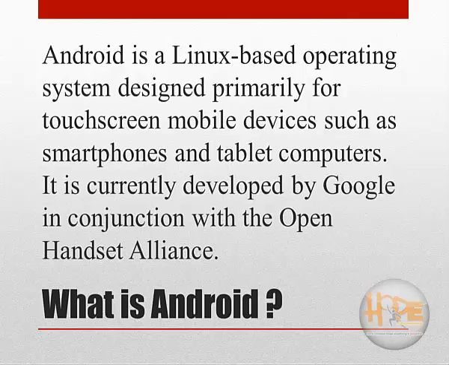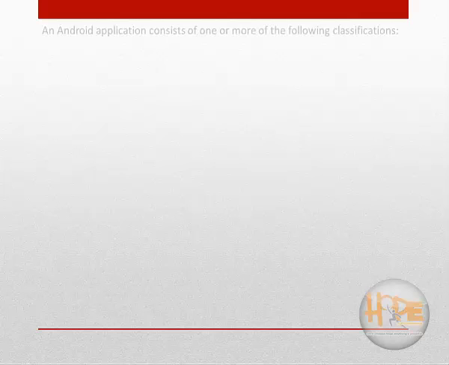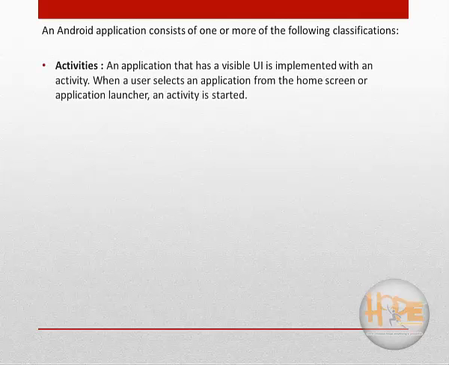In this course, we will be developing Android applications. So let's see. An Android application consists of one or more of the following classifications. Activities. Most of the time, we will be working with activities.